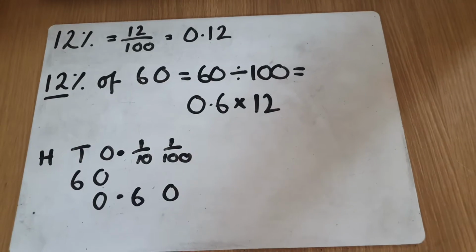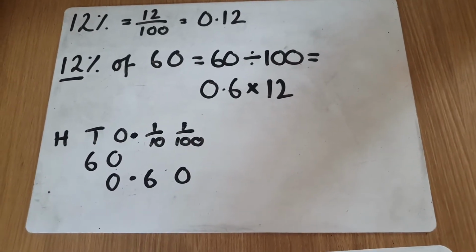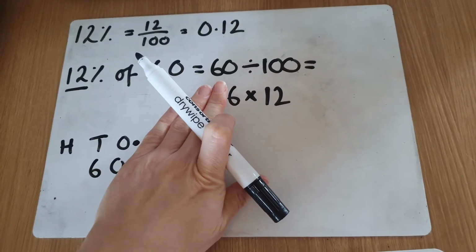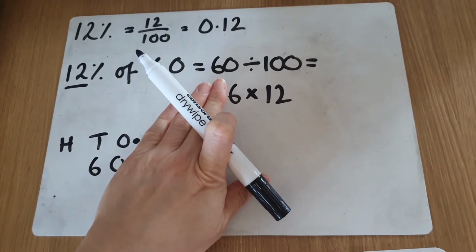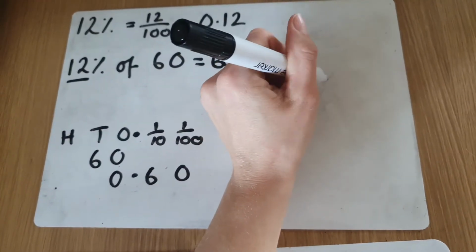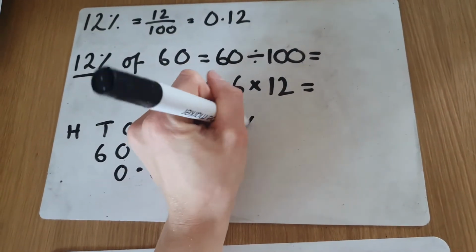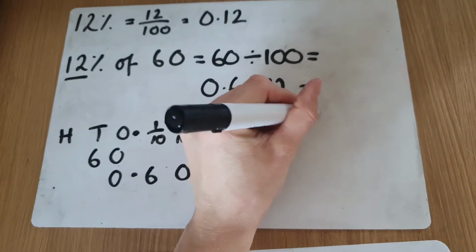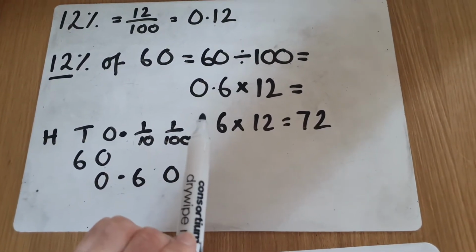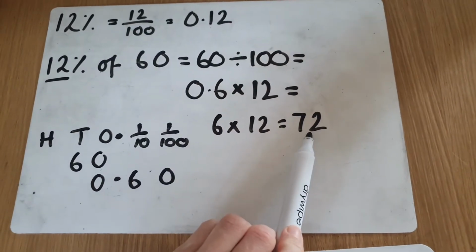Now, some of your children will be able to do this. Some of them might find it tricky. Quite a lot of the time, I'll say to them, just imagine it's 6 times 12. So 6 times 12, the children will be able to work out is 72. So 6 times 12 is 72. But 0.6 was 10 times less than that. So they need to then divide this answer by 10.